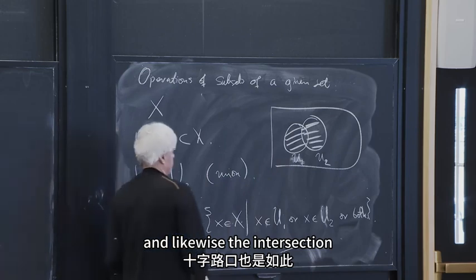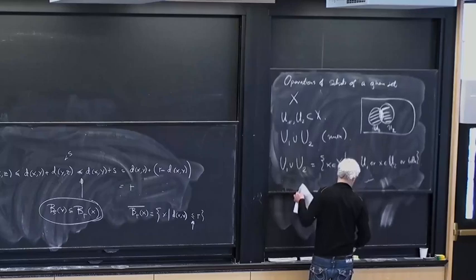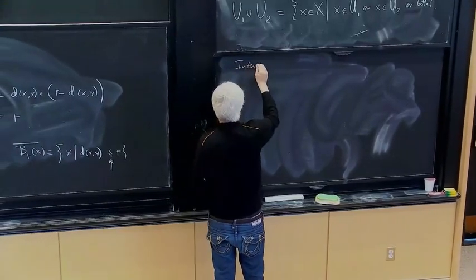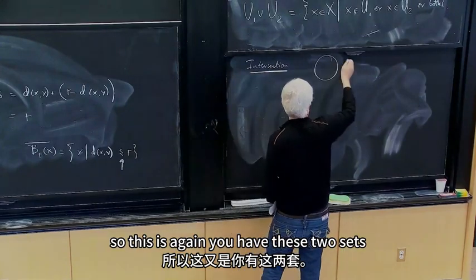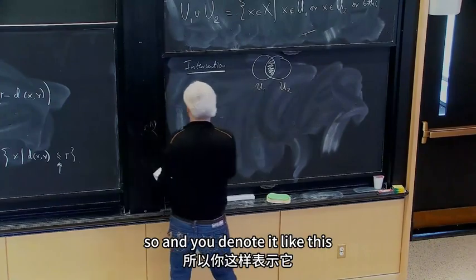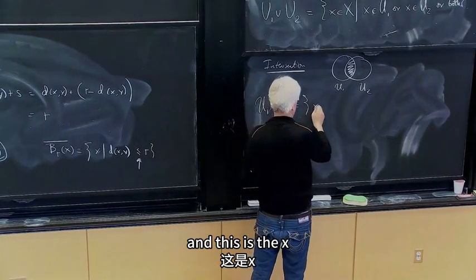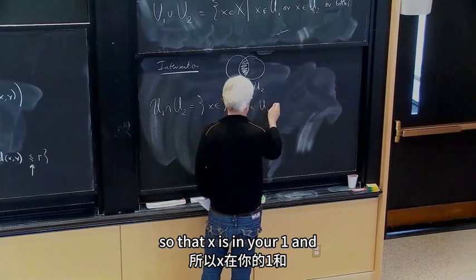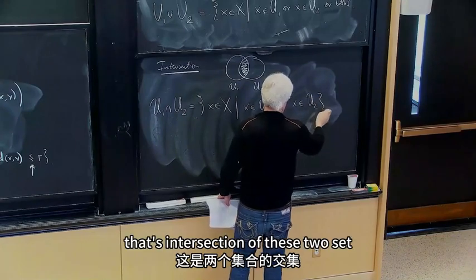Likewise, the intersection is the things lying in both sets. You have these two sets, and this here is the intersection. You denote it like this, and it consists of the x such that x is in U1 and x is in U2. That's the intersection of these two sets.